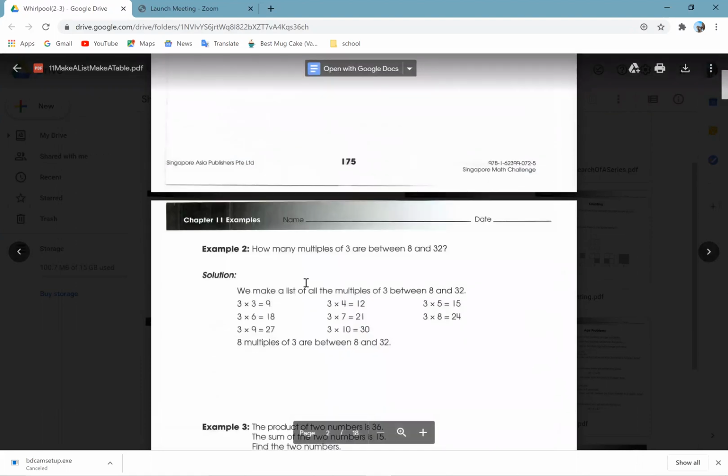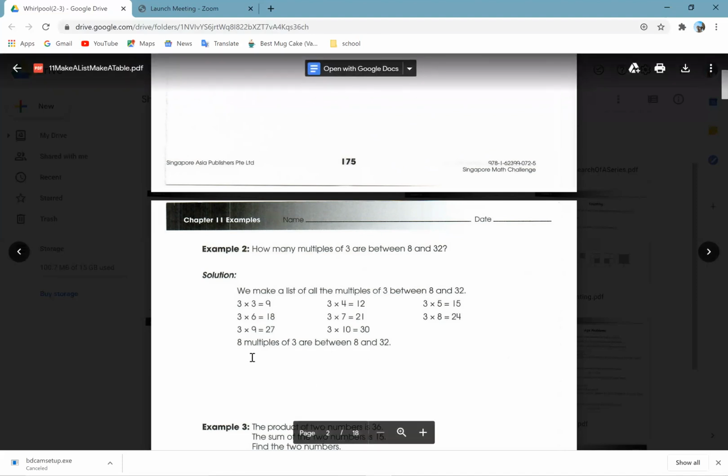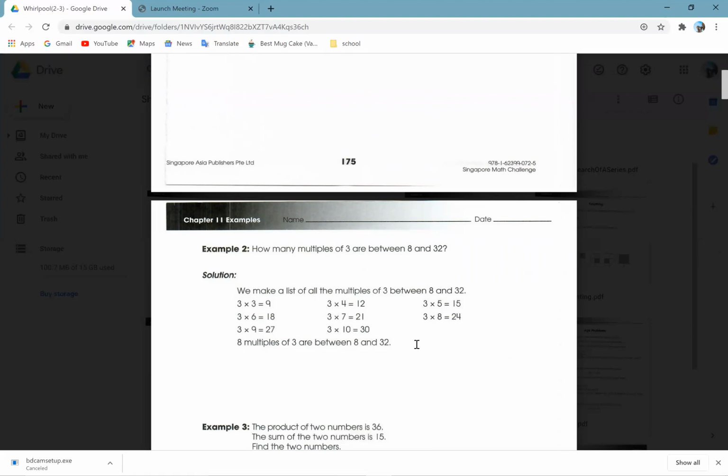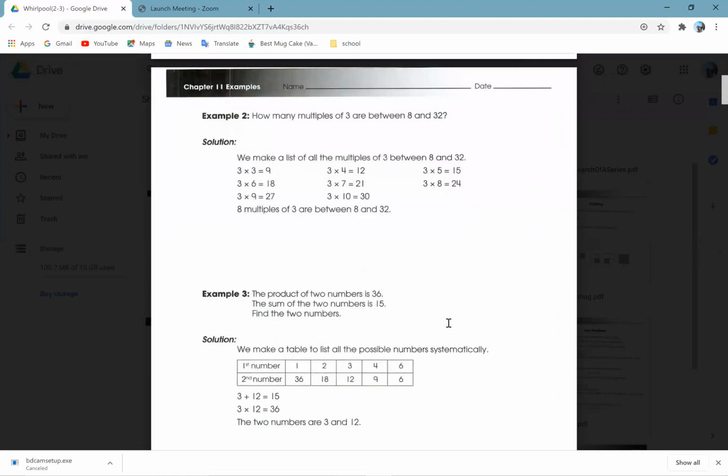Next example: how many multiples of 3 are between 8 and 32? 3 times 3 is 9, 3 times 6 is 18, 3 times 9 is 27, 3 times 4 is 12, 3 times 7 is 21, 3 times 10 is 30, 3 times 5 is 15, and 3 times 8 is 24. 8 multiples are between 8 and 32.